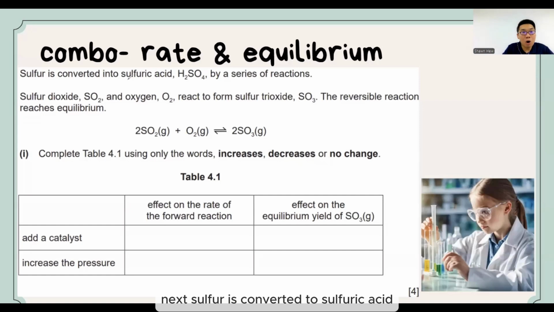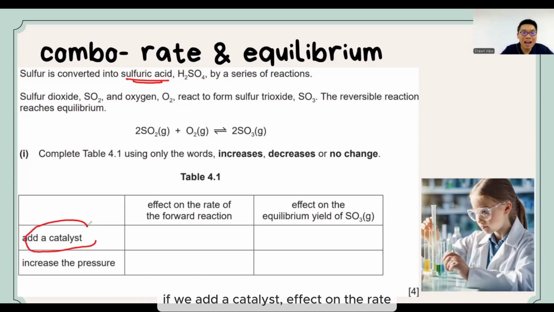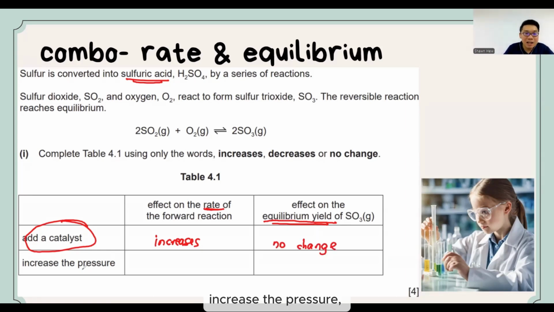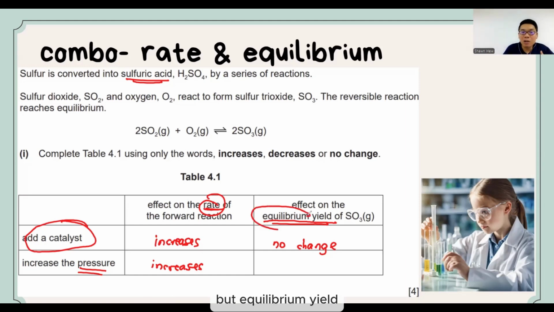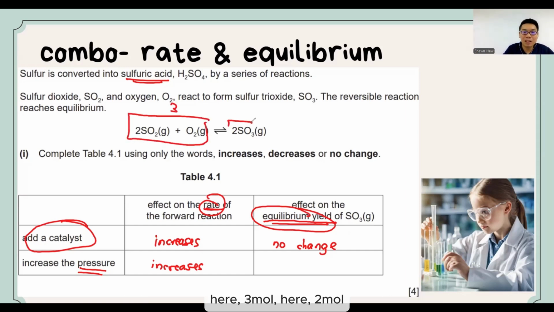Next, sulfur is converted to sulfuric acid. How will this affect things? If we add a catalyst, the effect on the rate is that a catalyst will surely increase the rate. Will the catalyst affect the equilibrium yield? No, equilibrium is only affected by pressure and temperature. Next, increase the pressure. The rate always increases because there are more particles in a specific volume. But for equilibrium yield, we need to see the number of particles on each side. Here 3 moles, here 2 moles. So if we increase pressure, it will prefer the lower number of particles, so the yield will increase.